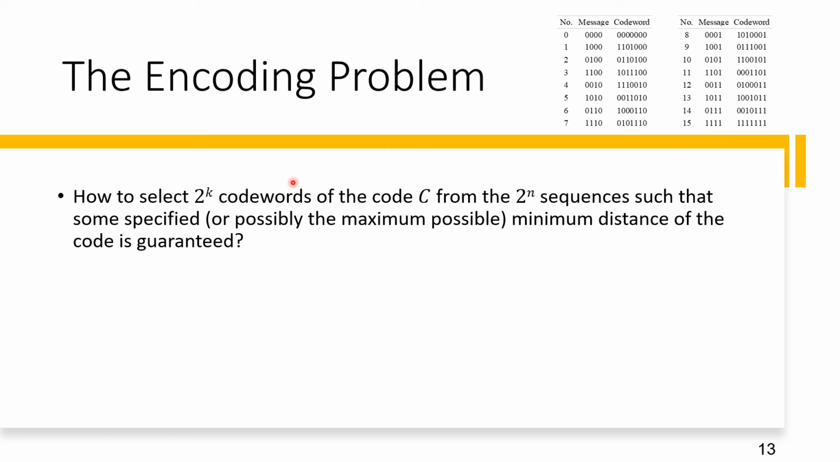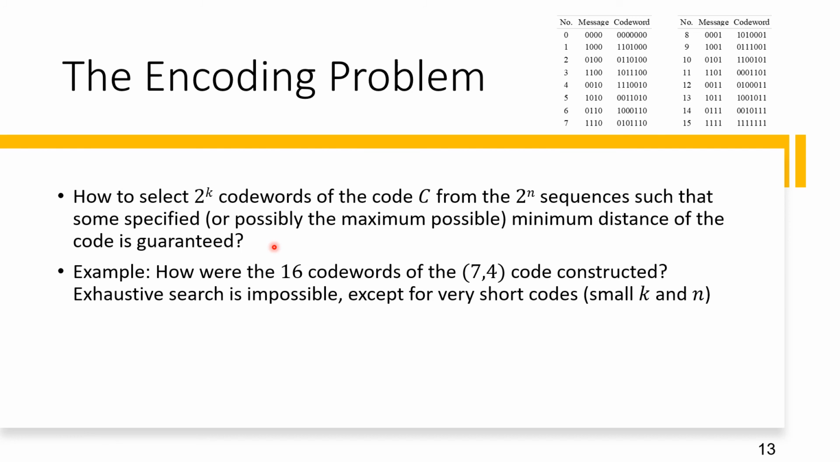So in the coding, we would like to choose the best. How do we select 2 raised to power k code words of the code C from the 2 raised to power n sequences, such that some predefined requirement is maximized, and the minimum distance of the code is guaranteed? So we improve the error detection or correction capability, or on the other side, increase the minimum distance between these code words.